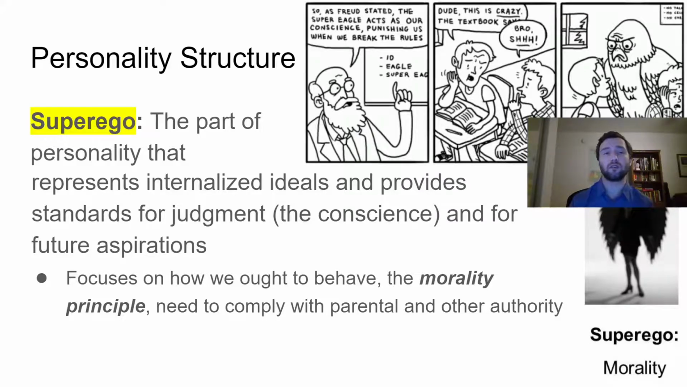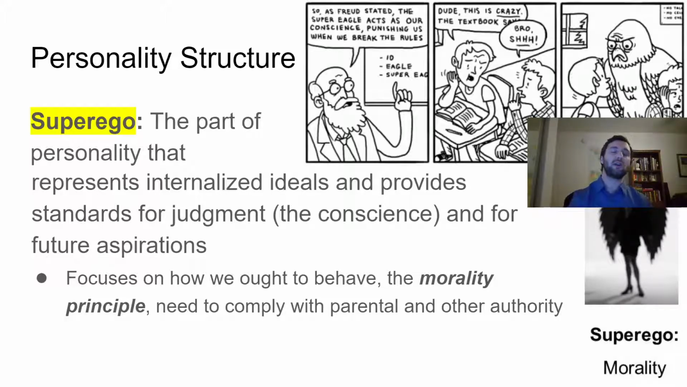The superego is the part of your personality that represents internalized ideals and provides standards of judgment. You can think of it as your conscience, as well as kind of future aspirations, right? So again, it's your conscience. You have this little conscience that is telling you not to do bad things, right? This is wrong, or you shouldn't do that. They would say that is the superego.